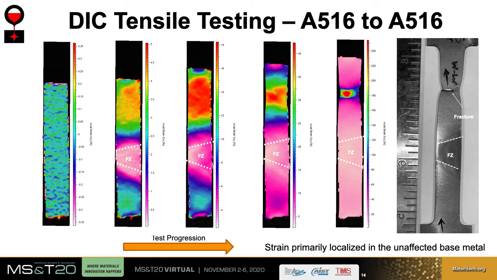You could see that the strain builds up in the base metal and fracture eventually happens in the base metal. This does not say that A516 has low properties, because if you pull a specimen, it has to fail somewhere. It just so happened that it failed in the base metal, which is actually where we want it to fail because this shows that the weld performed well.